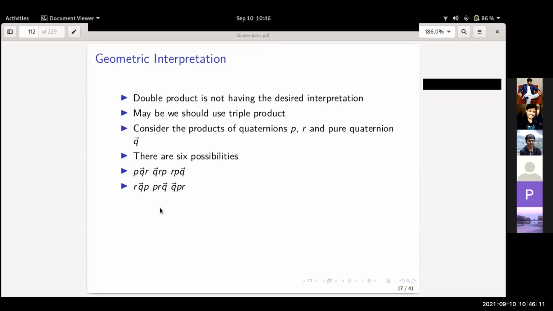In the double product case, the quaternion is either appearing on the right side or left side of the given pure quaternion, that is Q. So these four cases, whenever RP is on the right or left, or PR is on the right or left, they are all the same as your double product case, which we just now explored. So they will not have the desired interpretation. The only case we have to check now is the case whenever Q occurs in the center.